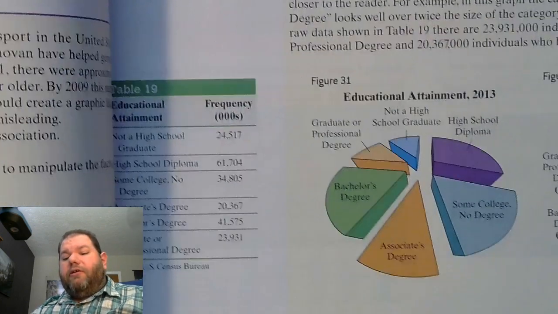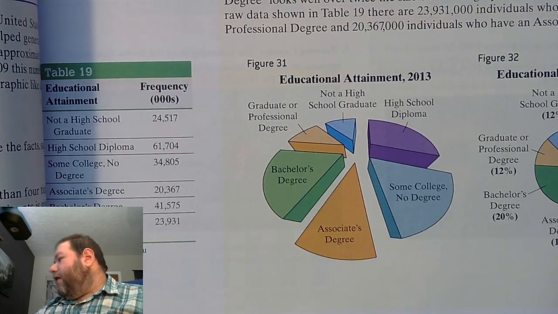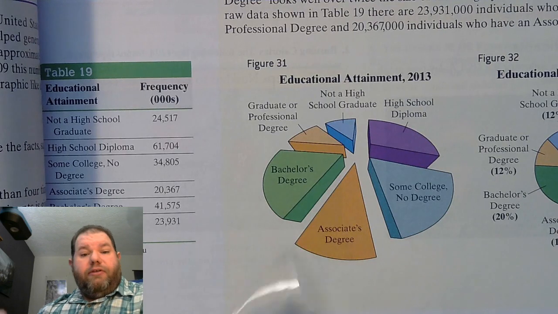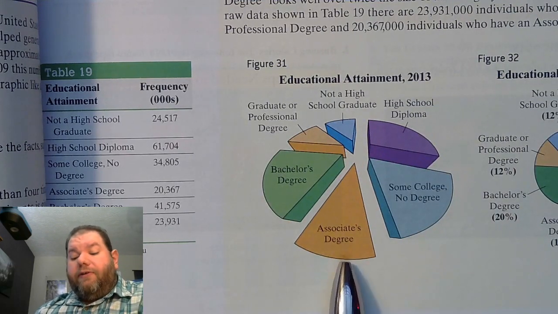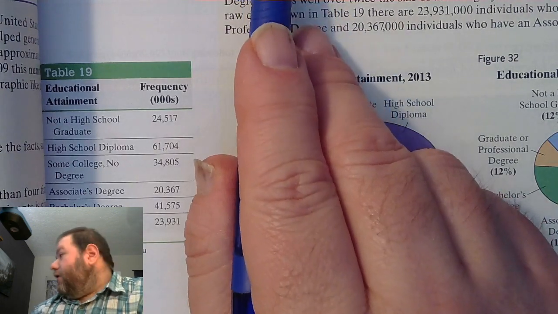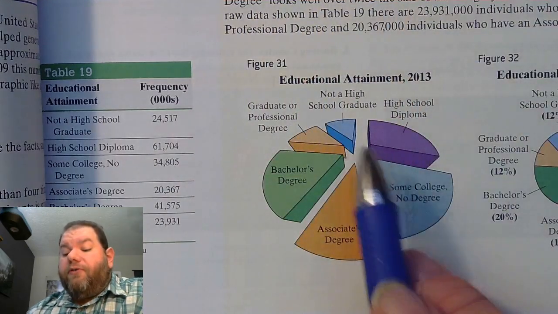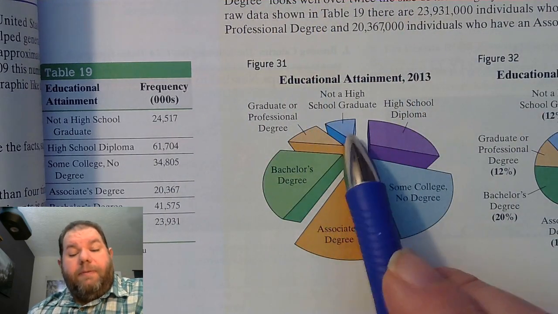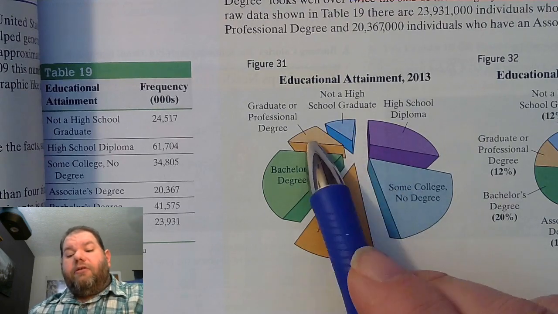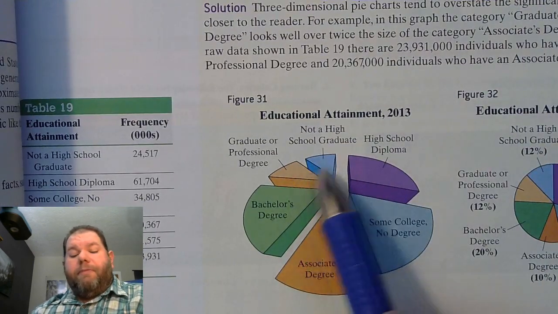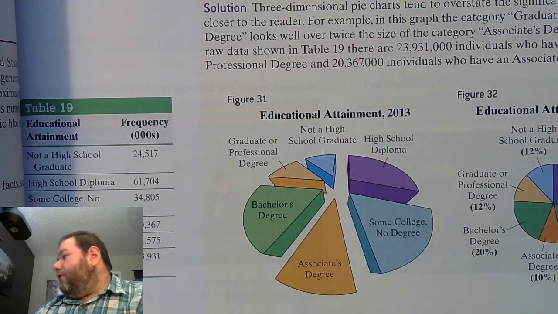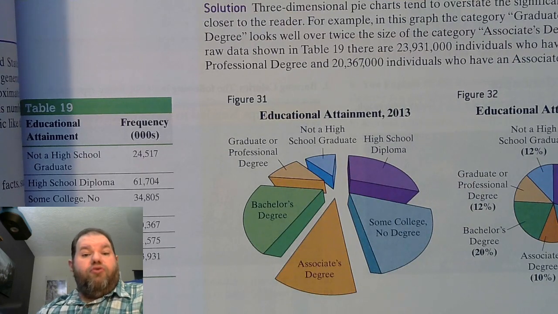If we look at a different view of that same graph, basically they took that graph and they rotated it in 3D. Now it looks like associate's degree is the biggest piece of the pie, and the not a high school graduate and graduate professional degree pieces now look like the two smallest. These two pieces looked like the two largest when they were in front. But when they rotate the graph and put them in the back, they look like the smallest. So what is the true story here?